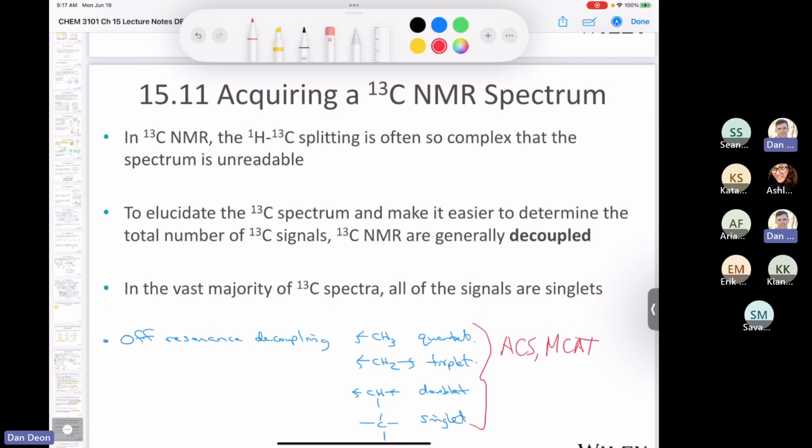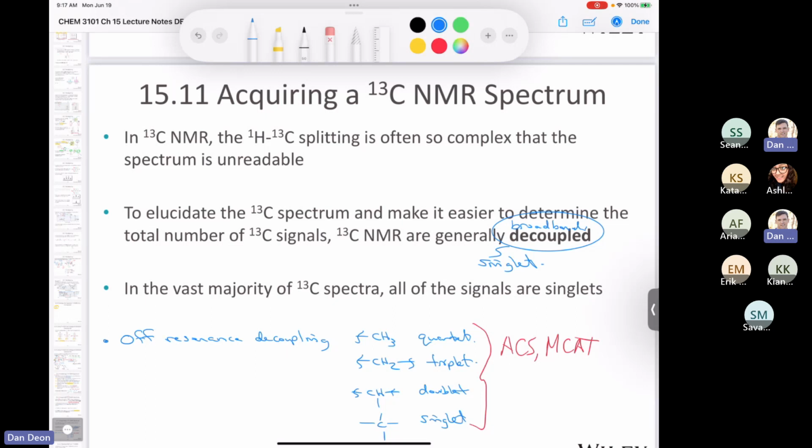We usually just make a completely decoupled spectrum, which we call broadband decoupled. So this is called broadband decoupled, and that just gives you only singlets. So everything is a singlet. And then if you do off-resonance decoupling, you can see the splitting by the protons.